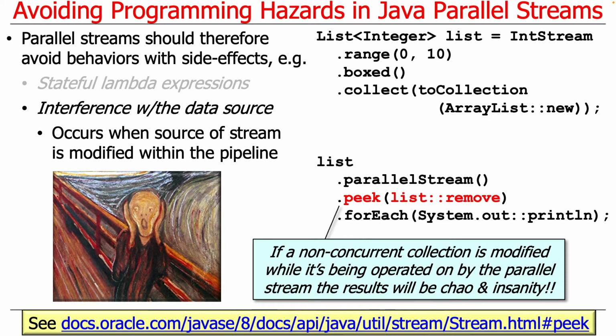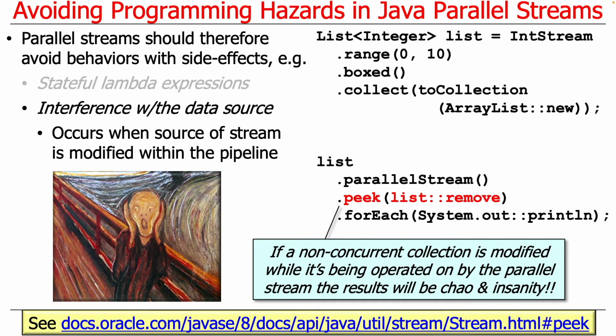But here, because we're being pathological on purpose, we're going to pass in the remove method, which is going to turn around and try to remove the item from the list that we're using as the basis, as the source of our parallel stream. So, of course, that's going to cause an enormous amount of chaos and insanity.